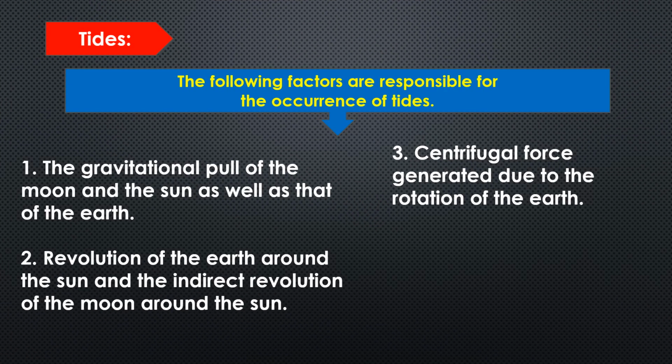These are the following factors that are responsible for the occurrence of tides. The first one, the gravitational pull of the moon and the sun as well as that of the earth. The second, the revolution of the earth around the sun and the indirect revolution of the moon around the sun. And the third, the centrifugal force generated due to the rotation of the earth.